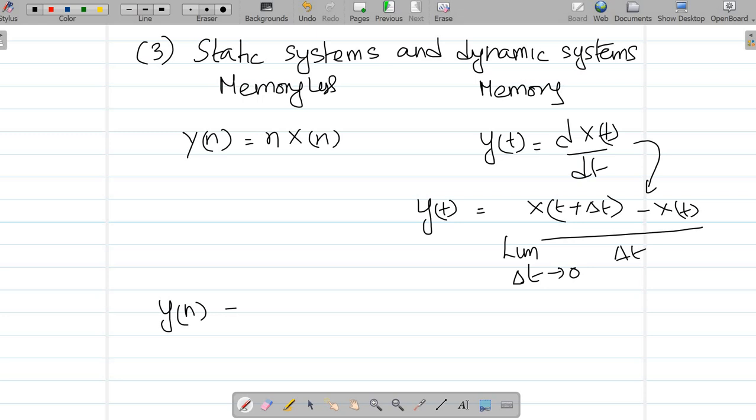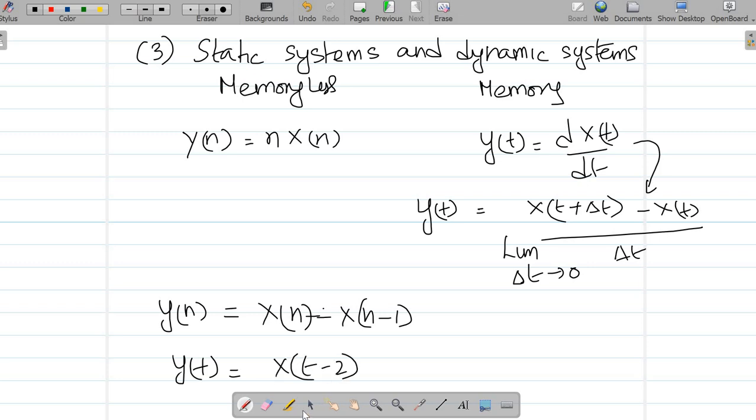So y of n is equal to x of n minus x of n minus 1. Now y of n is dependent on the past value of the input. So this system is a dynamic system. Okay. So again another example, y of t is equal to x of t minus 2.